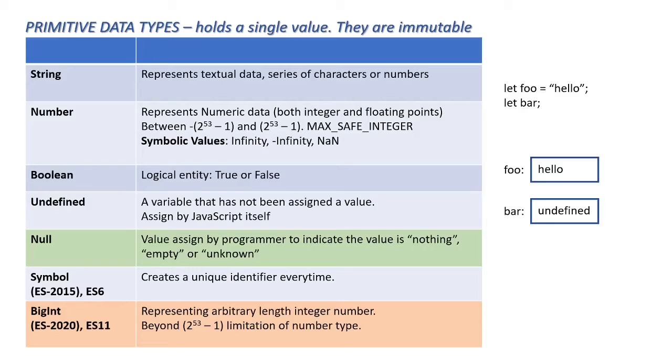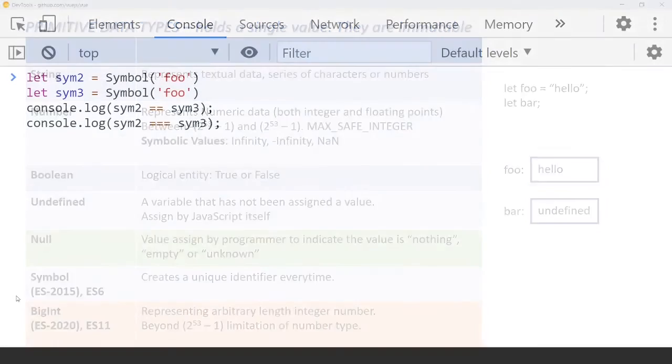So the next one is the symbol data type, and the symbol data type was introduced in ES6, and it creates a very unique identifier every time we use it. So it is unique and it is immutable, you cannot change it, and because it is unique, every time you create it, the two symbols cannot be equal at any point of time. Okay, let's go to the browser and we will look at it.